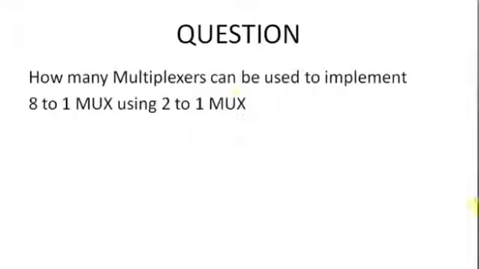There is one more quiz question for you. As we used three 2 cross 1 muxes to implement one 4 cross 1 mux, the question is: how many multiplexers are needed to implement an 8 cross 1 mux using 2 cross 1 muxes? We'll discuss this answer in the next video. If you know the answer, you can mention it in the comment section below.